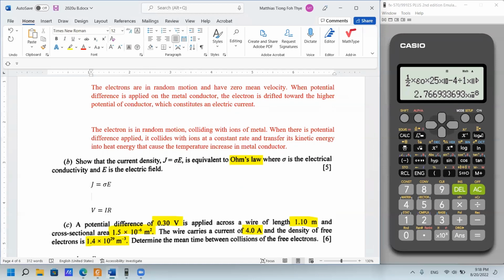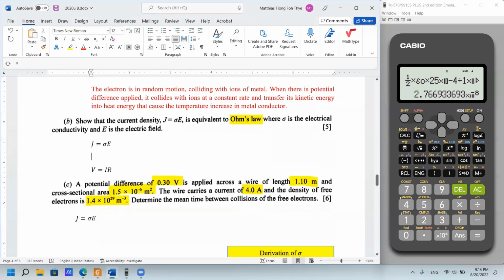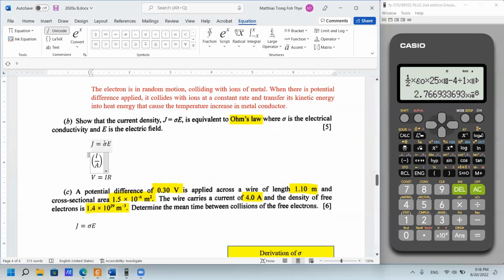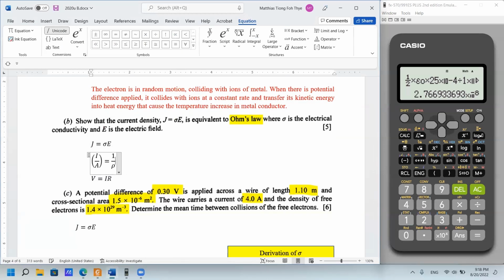First of all, what I can suggest is that you find out the relationship between each of the variables. We can see that J can be related to I, where J is equal to I over A. And sigma is related to the resistivity, that is, its reciprocal. You also learned about the electric field strength as the ratio of the potential difference to the separation distance, and we'll use L for this case.